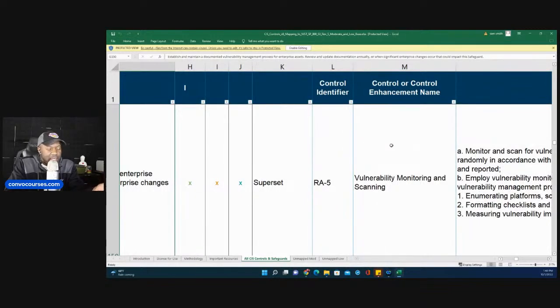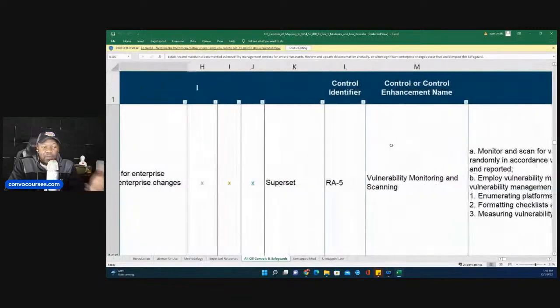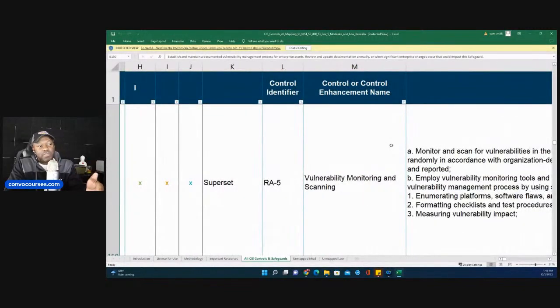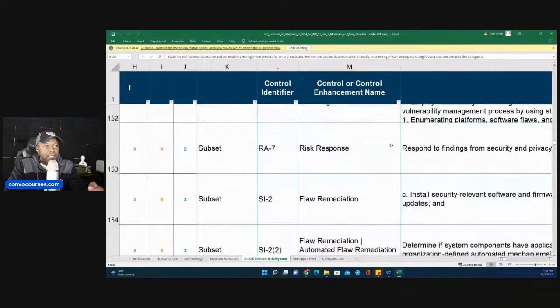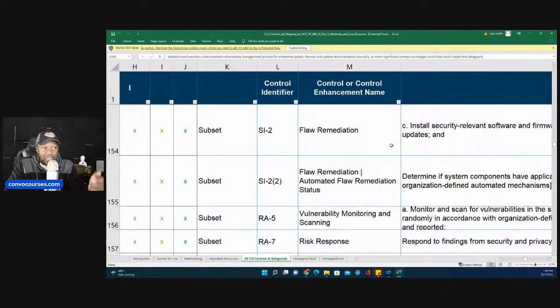I mean, we do it on CIS with CIS 7. How do we do it on NIST 800? That's done with a combination of RA5, RA7, SI2, flaw remediation. That one's huge. That's vulnerability management right there.